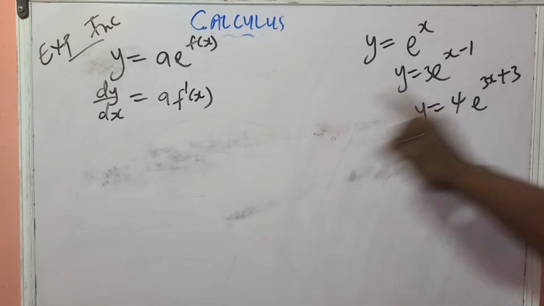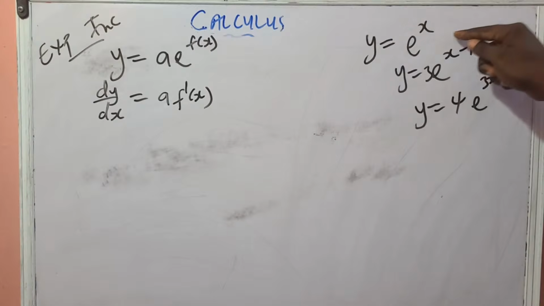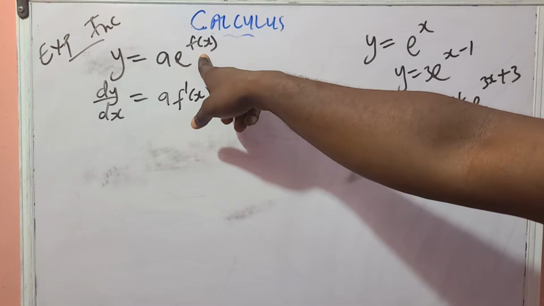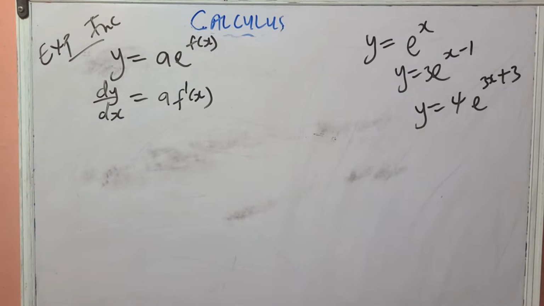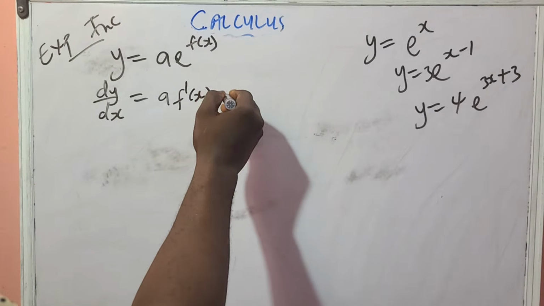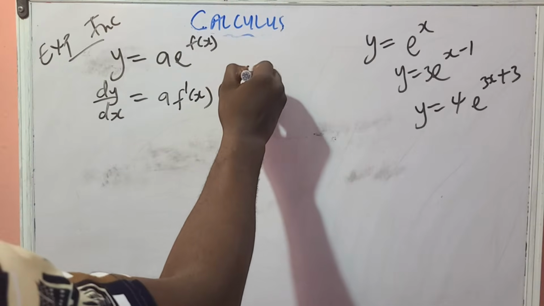This is what I mean by f prime of x. This is the derivative of this function, which is the power. Don't forget, the power is what was represented by f of x here. So this is f prime of x. All right. Now, the last part will be for you to just repeat the exponential. So that will be e raised to power f of x.